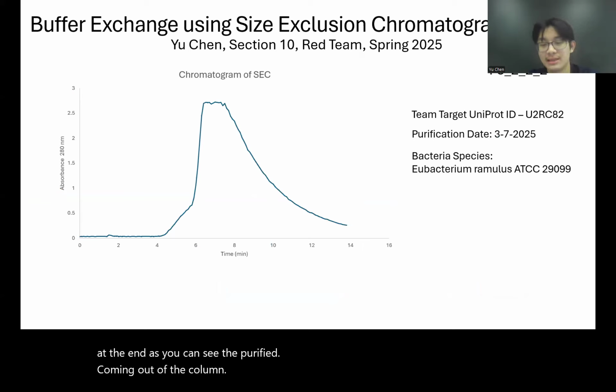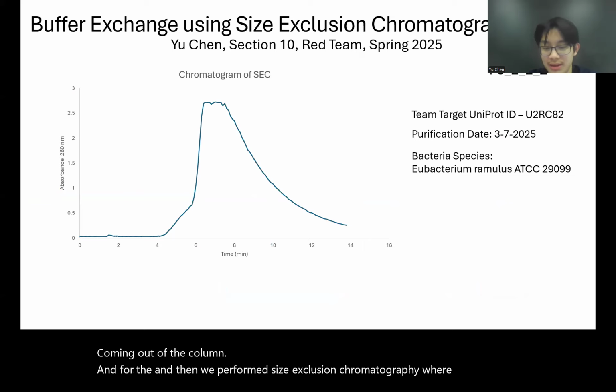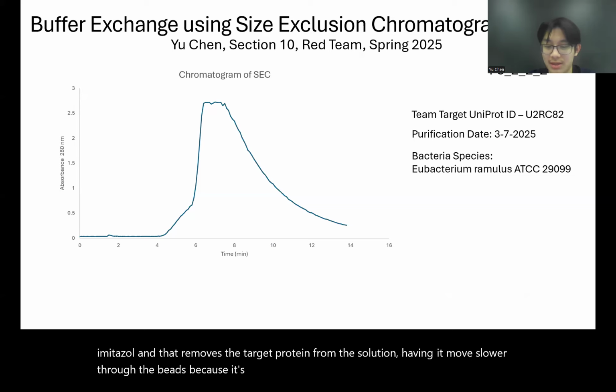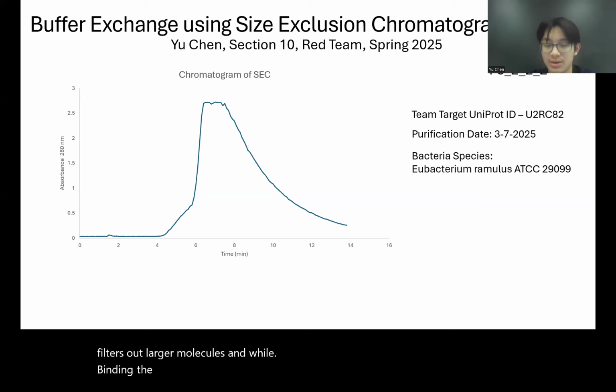And then we perform size exclusion chromatography, where we use imidazole, and that removes the target protein from the solution, having it move slower through the beads because it's smaller, and then the target proteins that are larger, so it filters out larger molecules, and while binding the target with imidazole, yeah.